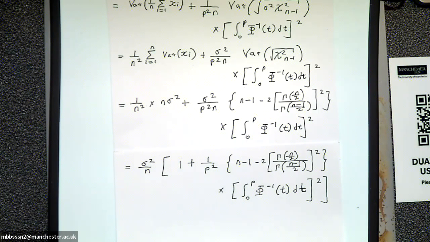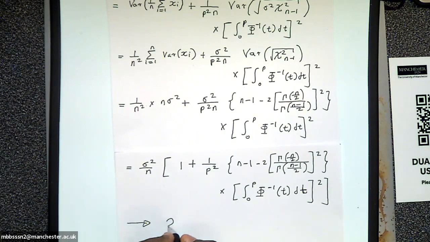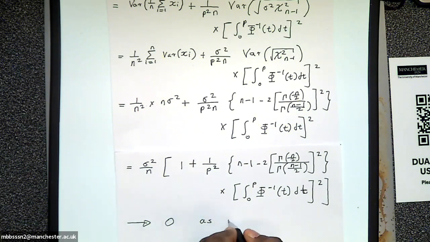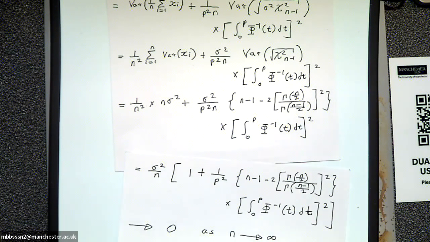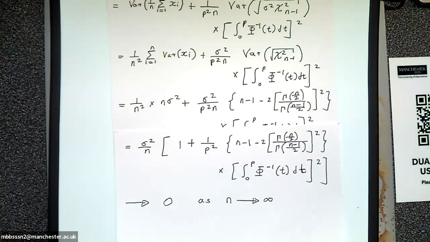Now, after some more mathematics, it can be shown that this, as n goes to infinity, goes to 0, right? Again, I don't expect you to be able to show that, but if you can show it, that's great, right? All right. So what we have shown is that the variance of the estimator for ES approaches 0 as n goes to infinity. And we also showed earlier that the bias also goes to 0 as n goes to infinity.